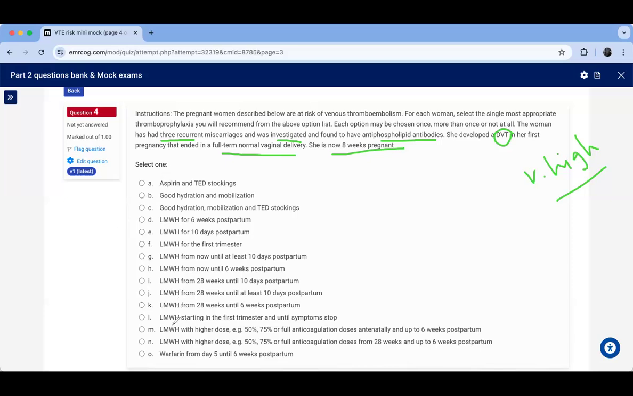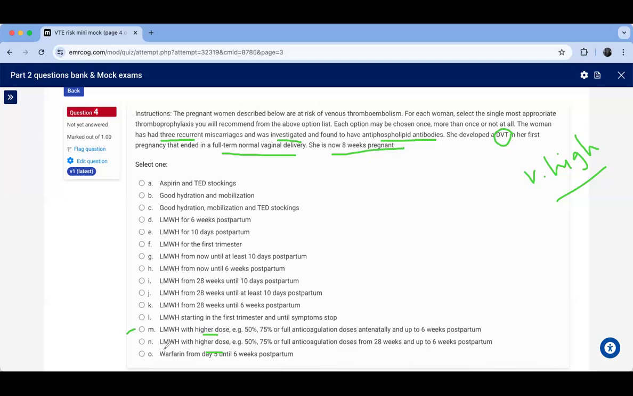Look to the options, my dear friends, and find the answer that most matches what you have answered in your head first, okay? Otherwise, if you go to the options first and then try to find the answer in between, you will be a bit confused, and probably you will forget what the question was at the beginning. So here, let's have a look. I have an option with higher dose and another option with higher dose. So let's compare between them. The option of higher dose is 50 to 75% of the full anticoagulation doses antenatally and up to 6 weeks postpartum. So this sounds correct to me.